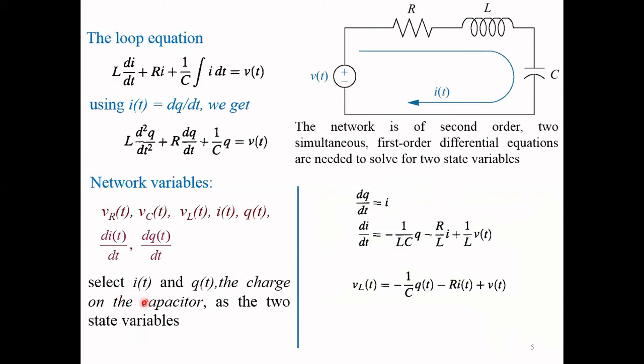We have selected two variables because it's a second order system, so we will have to write two first order differential equations. In state space representation, the maximum order of the derivative is 1. So we have to write first order differential equations. For nth order system, we will write n first order differential equations. So this is our first equation. From here we get the second first order differential equation.